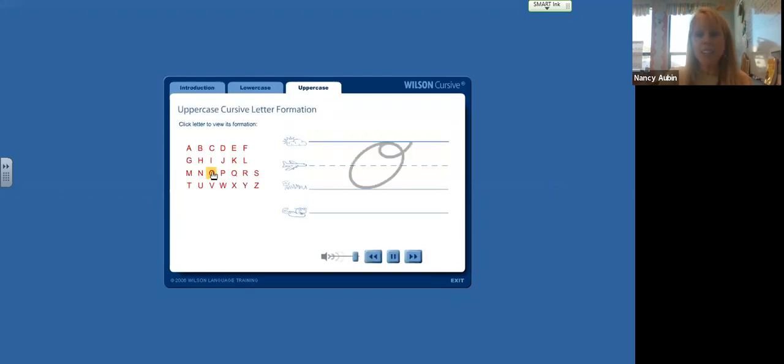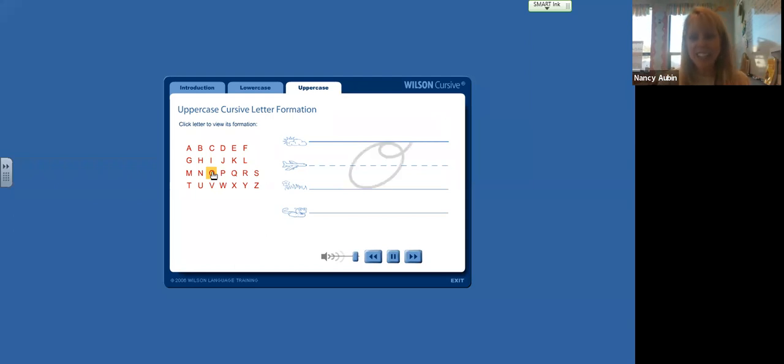Get your air pencils ready. O is a skyline round letter. It starts on the skyline. Point to the skyline. Go back on the skyline, then go down and around on the grass line, up to the skyline, and make a loop.